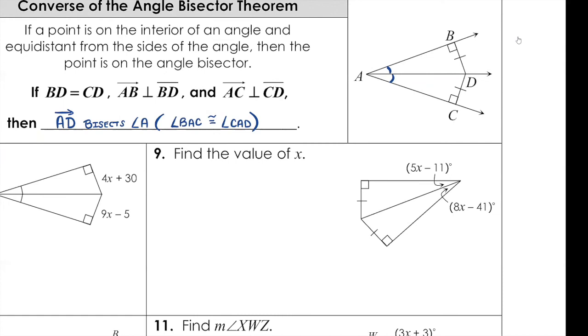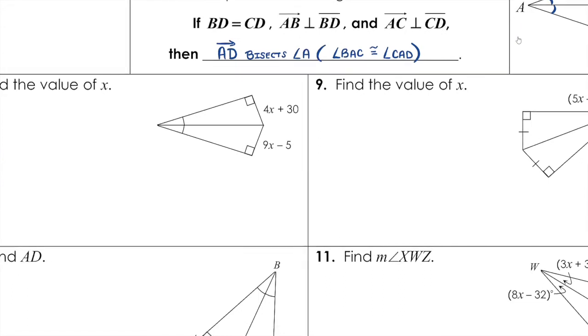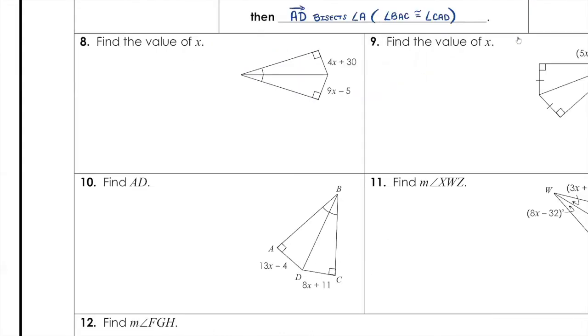All right, number 8. Find the value of x. So I've got an angle being bisected. I've got perpendicular outside relationships. So what do we know is true about those two segments? They are congruent. They're equal to each other. So we can set them equal to one another. So 4x plus 30 equals 9x minus 5. And then we're just solving for x again.